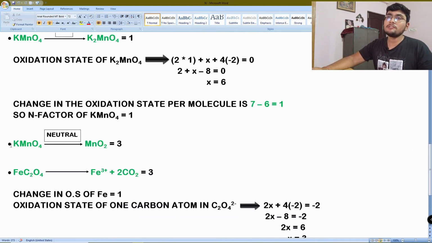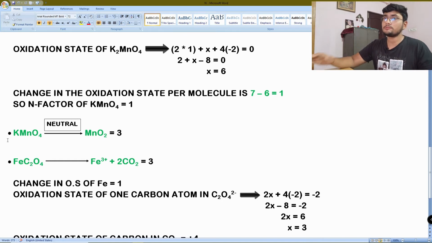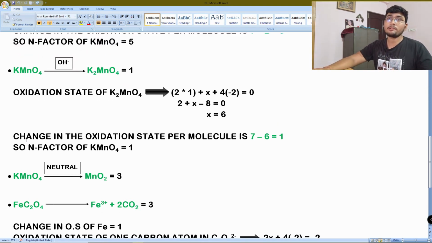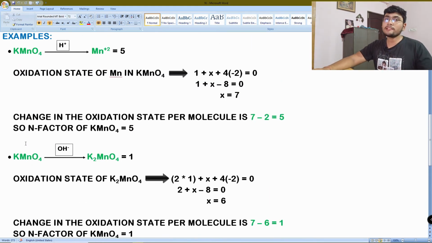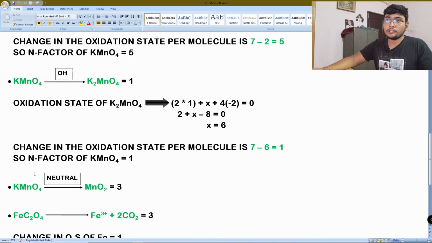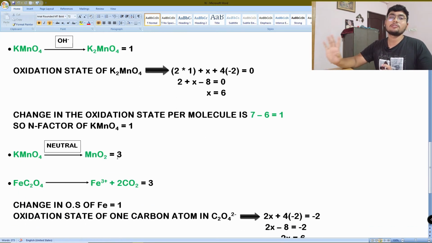Now let us see what is the N factor when KMnO4 is reacted in neutral medium. This point should be kept in mind that in acidic medium the N factor of potassium permanganate is 5. In basic medium the N factor of potassium permanganate is 1. Now in neutral medium the N factor is 3. How? I will tell you, don't worry.